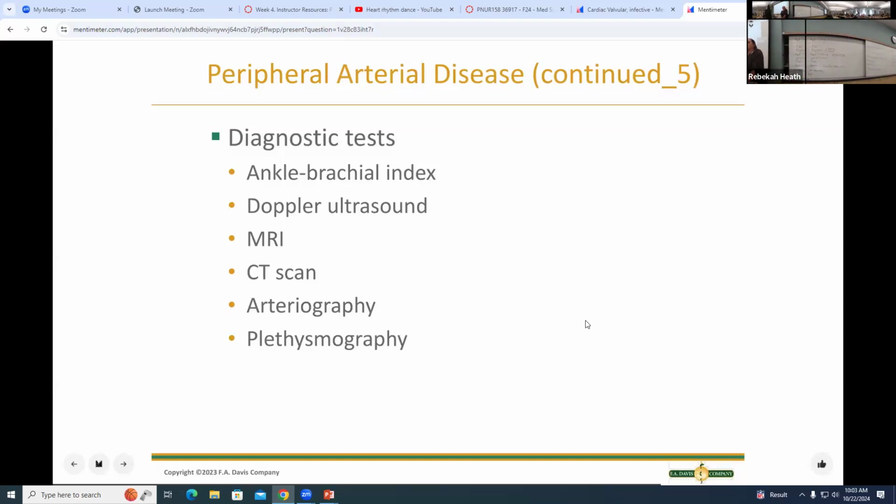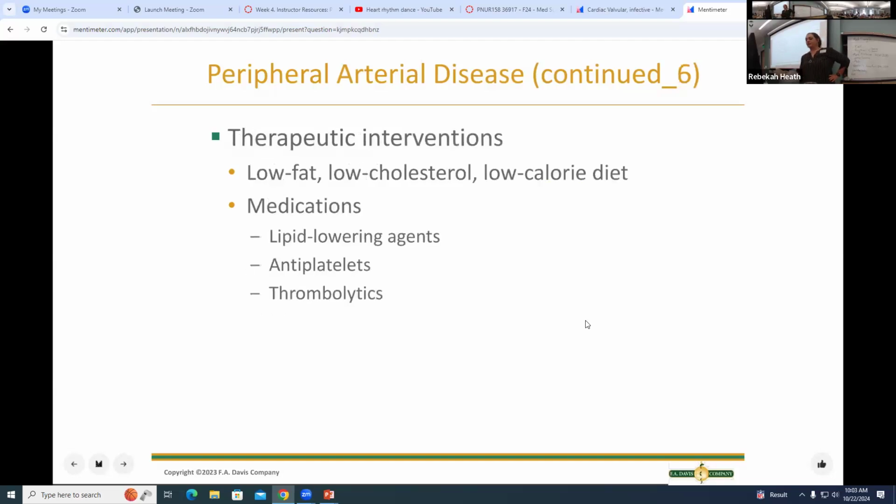Do you guys know what a Doppler ultrasound is? They go through and they follow the veins. Oftentimes, if we're concerned about a blood clot in the veins or the arteries, we'll do a Doppler of the legs to see if there's a clot there. And again, they might do MRI or CT scan, but not usually. You're going to see more of a Doppler or the ankle brachial index. That's what they're going to do to diagnose peripheral artery disease.